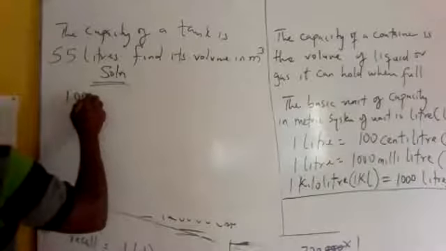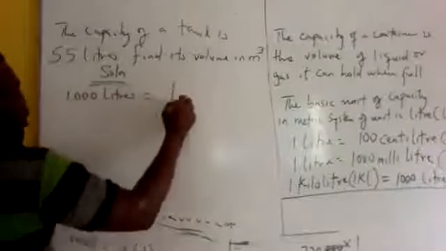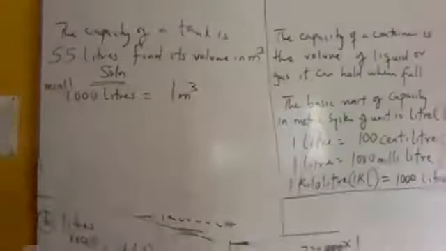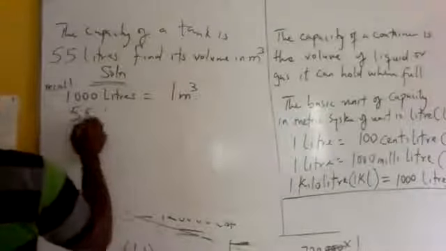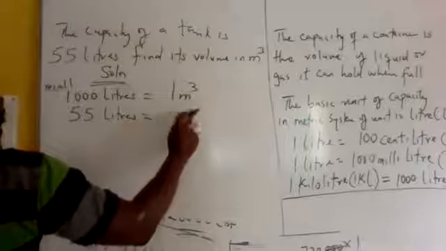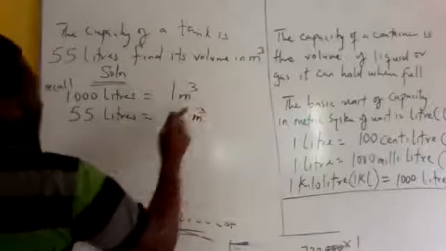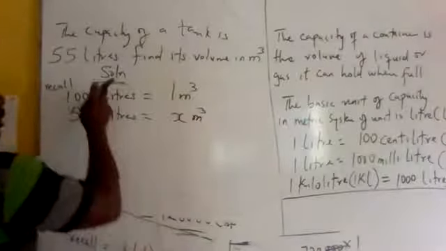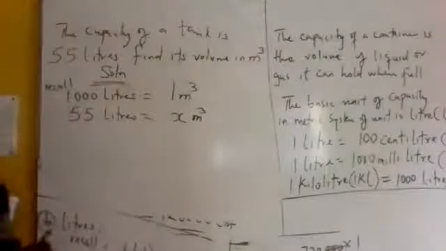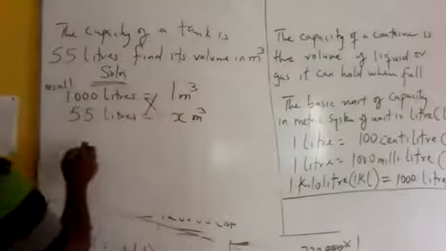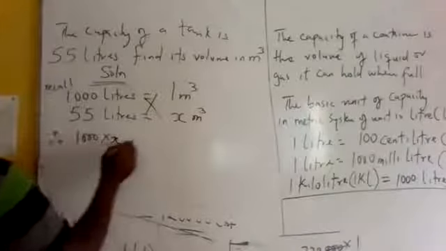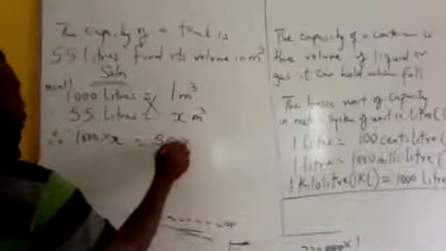Remember that 1,000 liters is equal to 1 meter cube. Recall this. Now, since the question has said 55 liters, and you're trying to get your answer, so that will be this. Like you see, liter is under liter, meter cube is under meter cube. So what do you do next? We cross multiply. That will become 1,000 multiplied by X is equal to 55 multiplied by 1.